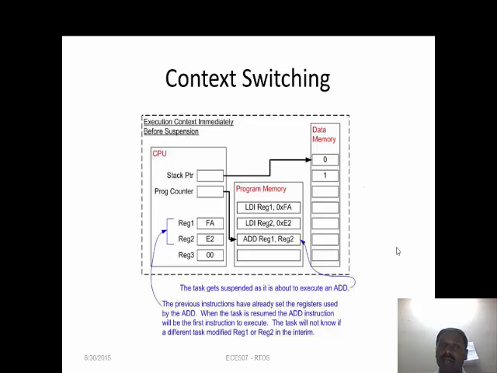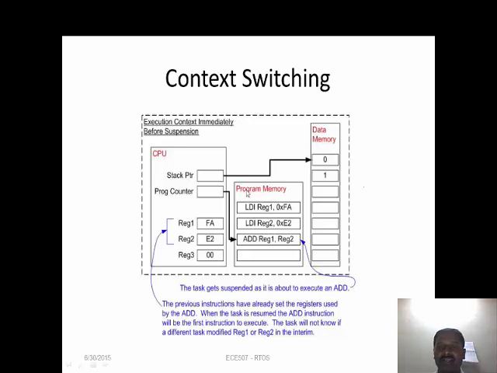Next, one other feature of an operating system is context switching. Here, suppose there is a CPU and you have a stack pointer, a program counter, and some other registers which hold primary information about the execution. And we have a program memory and a data memory, separately located. Right now the stack pointer is pointing to zero.